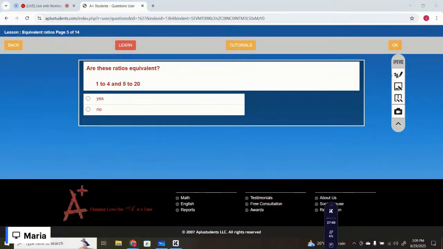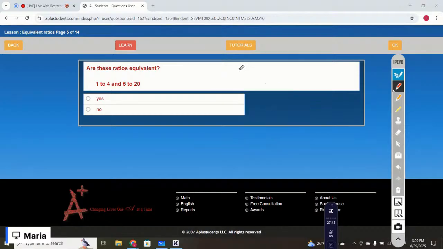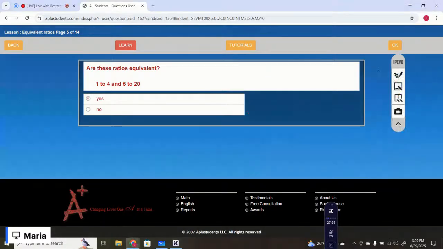1 to 4 and 5 to 20. 1 over 4 to 5 over 20. 20 times 1 is 20, 5 times 4 is 20. So the correct option is equal. Option number 1 is the correct option, yes.